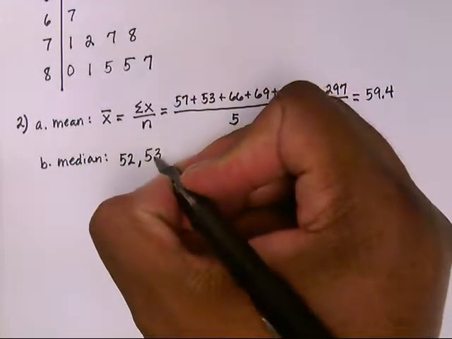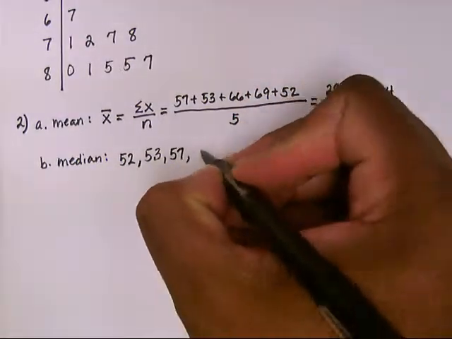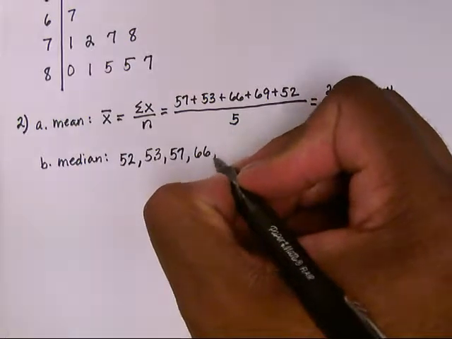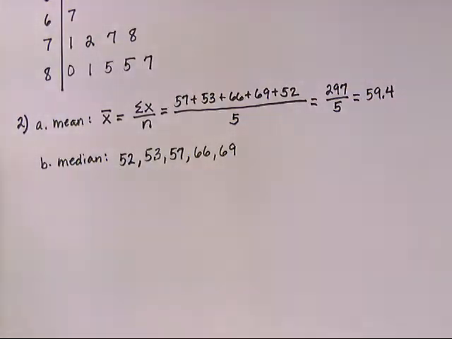And then 57, 66, and then 69. Okay, so this is my data set in numerical order.